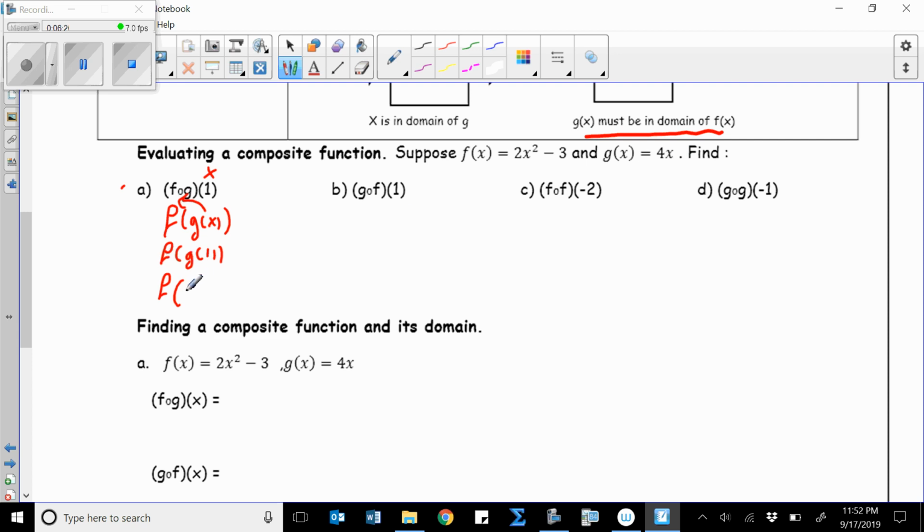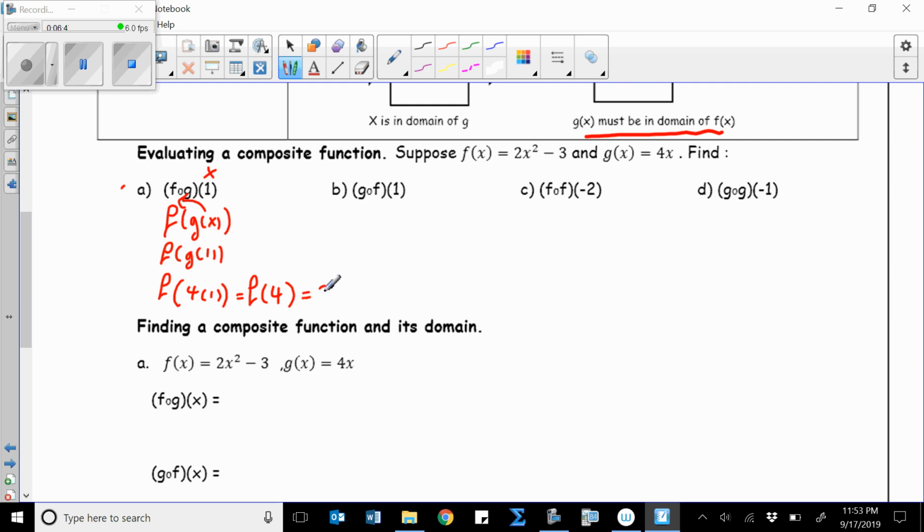So g of 1 is 4 times 1, which is 4. So I need to find f of 4 now. Now what is f of 4? We go to the f of x. Wherever we have x, we're going to replace that with 4.